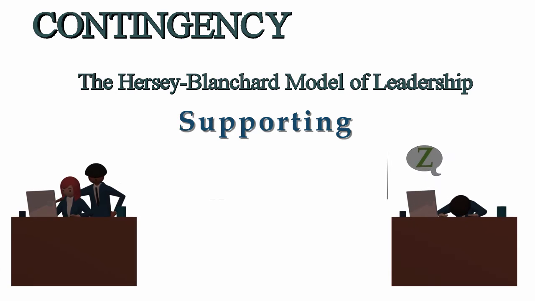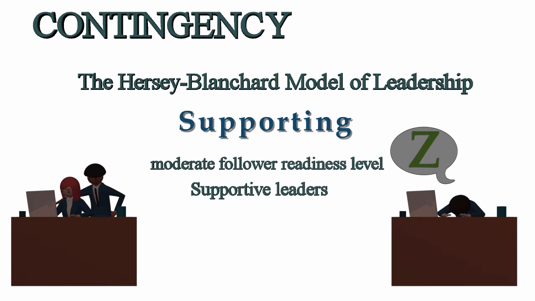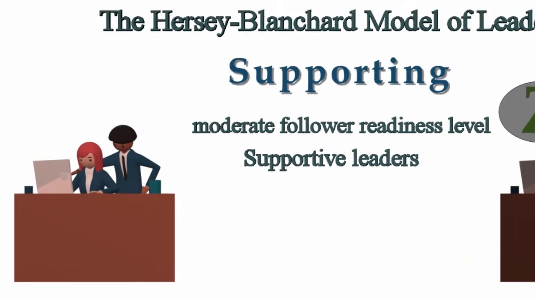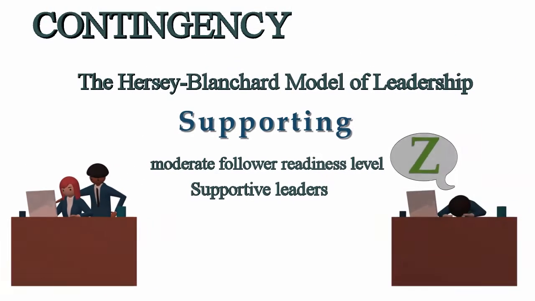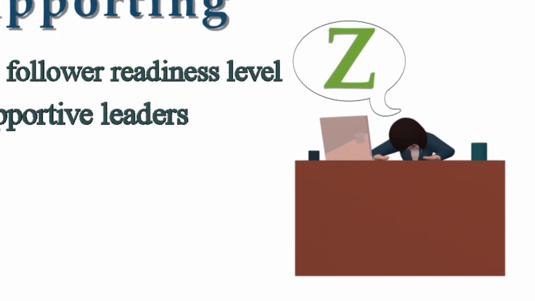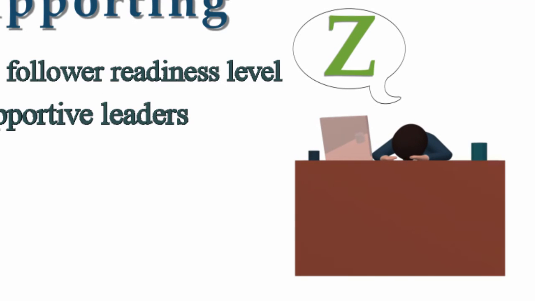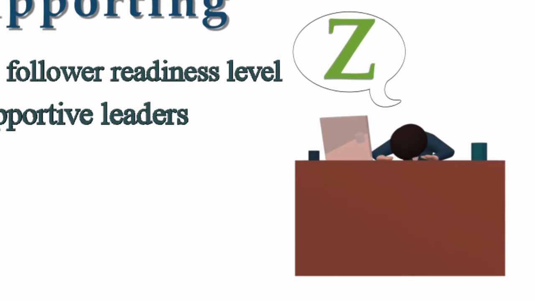Supporting. In the supporting leadership style, the manager and subordinates share the responsibility for decision-making. In addition, the manager leads with a non-directive approach. A subordinate with a moderate follower readiness level is suited for this particular approach. Supportive leaders provide emotional support to employees. They treat employees well, care about them on a personal level, and they are encouraging. Supporting leaders are predicted to be effective when employees are under a lot of stress or performing boring, repetitive jobs.